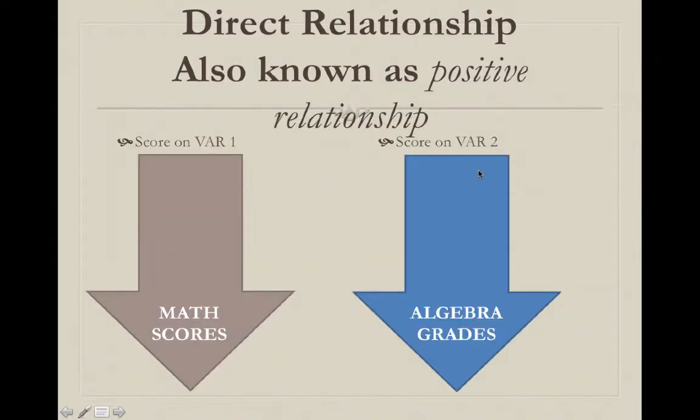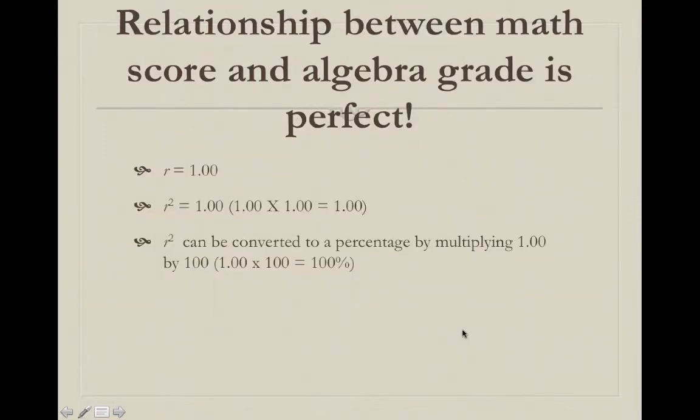Okay. It's a direct relationship, which is also known as a positive relationship. Remember that. So when scores on variable 1, which is math scores, go down, you see scores on variable 2 going down. Okay. Relationship between math score and algebra grade is perfect. Okay. So for every single person. So your R is 1.